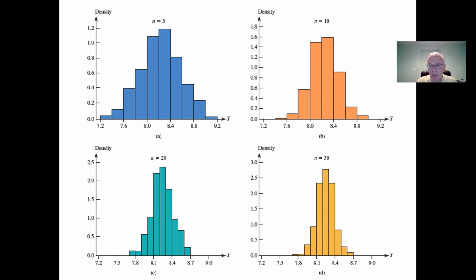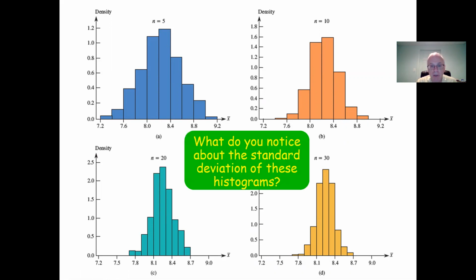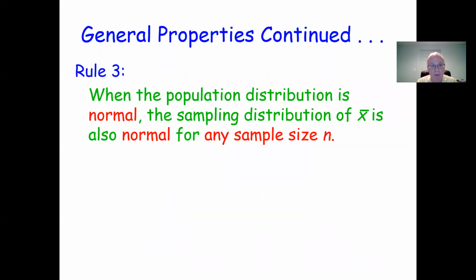All right. Okay. So this is something we went over at the end of the last session. So when the population distribution is normal, the sampling distribution is also normal for any sample size. I think the previous example was a population that's considered normal. So the sampling distribution is always normal when the population is normal.